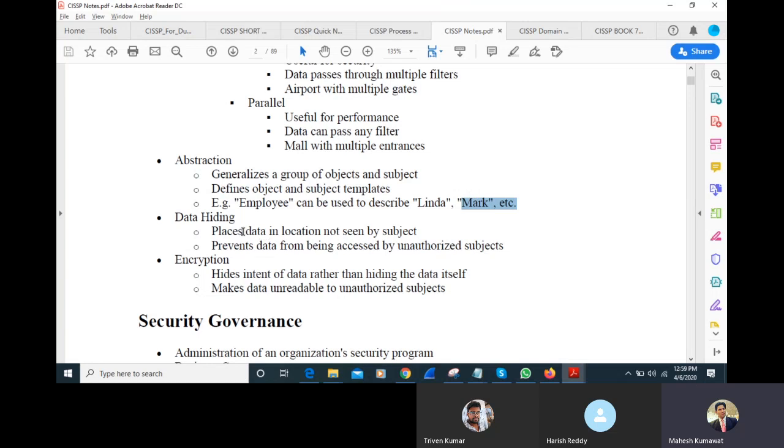Data hiding is placing data in locations not in the subject. Okay, so steganography is one of them.